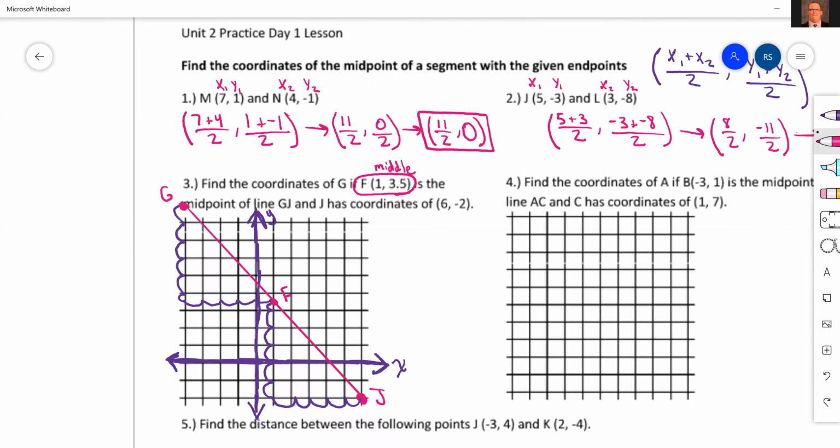There's my point G. So what are our coordinates of G? Well, we went 1, 2, 3, -4 over. But then how high did I go? 1, 2, 3, 4, 5, 6, 7, 8, 9 up. So there's our coordinate, -4, 9.